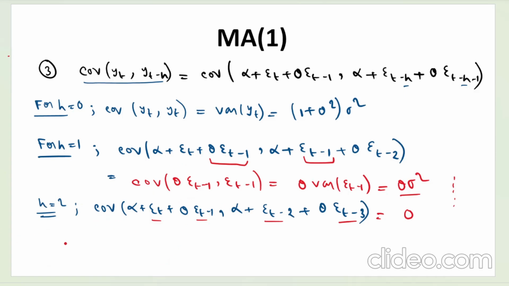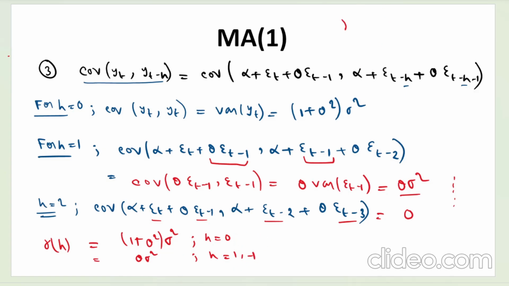So what you can write, gamma h. Gamma h is nothing but the autocovariance, right? This is how we write the expression. Gamma h is 1 plus theta square into sigma square when the value of h is 0. It is theta sigma square when h is plus 1 or minus 1.